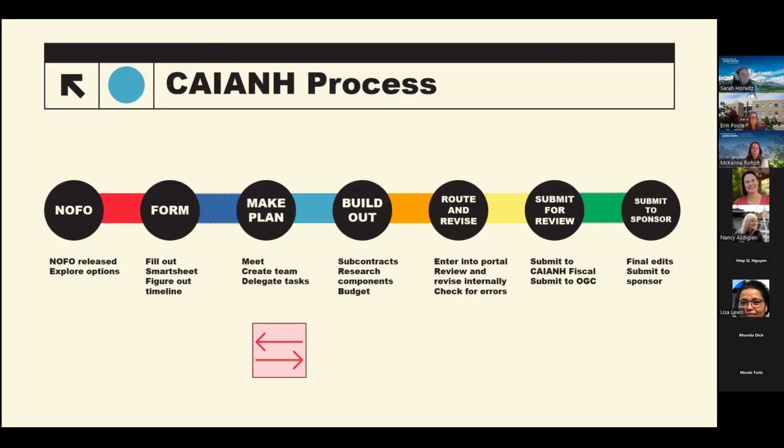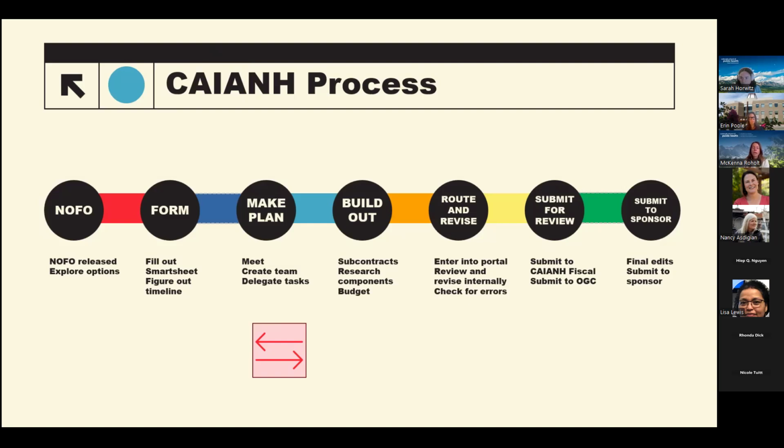And then once you have those details figured out, you will route and revise your proposal. So you'll enter the information into the sponsor's portal and work a lot behind the scenes to review everything, revise it internally, check for errors, make sure that the formatting and all the required documents are in place. And then once you have that draft ready to go, you will submit that back, typically to Cayenne Fiscal, who will then route it through InfoEd for OGC's review. I say typically, this isn't always exactly how it goes, but this is most common.